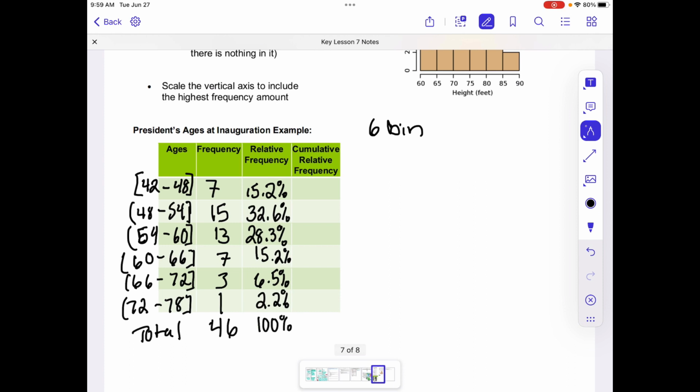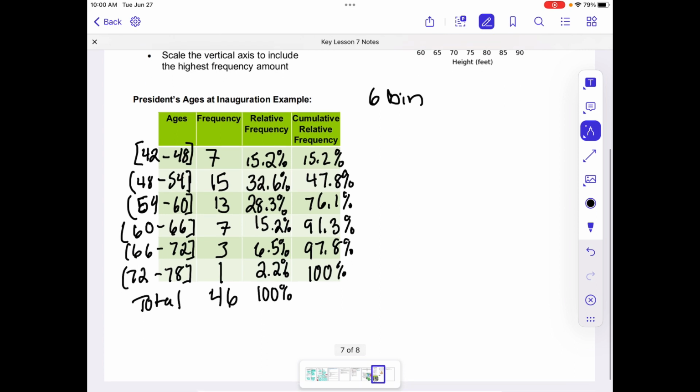And then remember, cumulative relative frequency would be as I add my percents up. So I start with the 15.2, but then I add 32.6 to that, and I would get 47.8%. And then I add 28 to that one, and I get 76.1%. So notice 3/4 of our past presidents are 60 or younger. And then I would add 15.2 to that number and get 91.3%. And then 97.8%. And then it should be about at your total. All right, so we have our percentages.